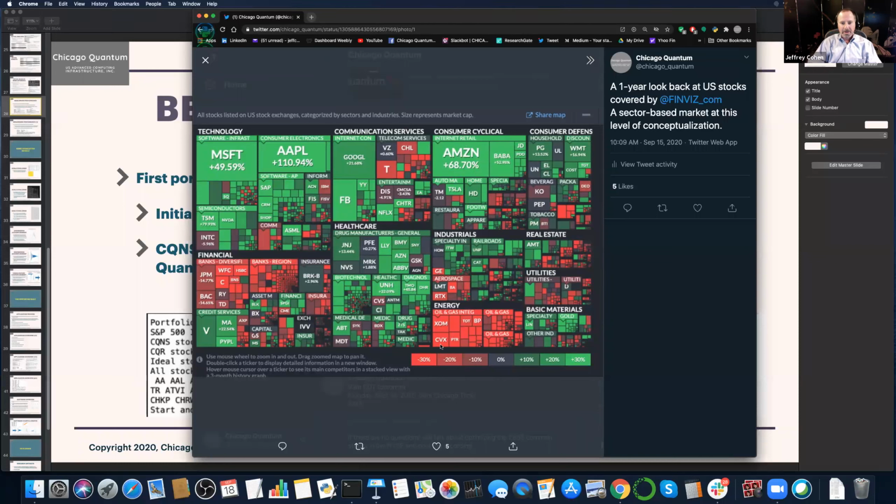But then you look down here and you look at ExxonMobil, which is pretty small and very red, so it's not done very well. So the tweet that I sent was that this shows that in the past year, it's been a sector-based market. Correct. Technology. All you had to do was pick the right sector.